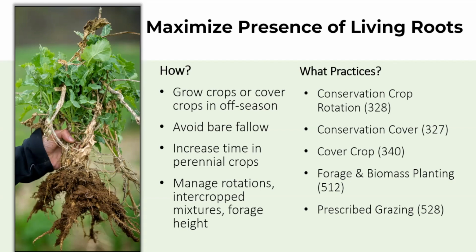And we recognize it's not possible in all systems. And this is where the adaptive, context-based approach to this comes in. We need to find ways to make it work. Increasing the time that perennial crops are in the system, wherever that's an option, we really want to explore that. And managing rotations, figuring out whether there are intercrop mixtures that can be planted, managing forage height so that there's good living roots around the year. All of those are approaches. And then the practices, again, with NRCS codes, we can look at conservation crop rotation, conservation cover crop, forage and biomass planting, and prescribed grazing.